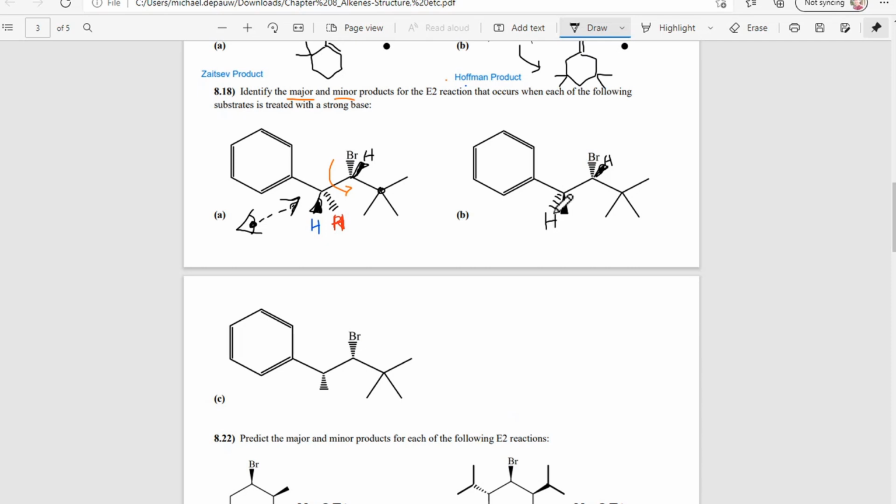Now here's the cool thing. Here's a shortcut you can do. Remember how I showed you that it has to be opposite? And notice how it was the blue one that ended up getting eliminated. So notice the blue one's wedged and the bromine is dashed. That means that they would be effectively opposite to each other. Now in this case, the bromine is dashed and the hydrogen here is dashed.